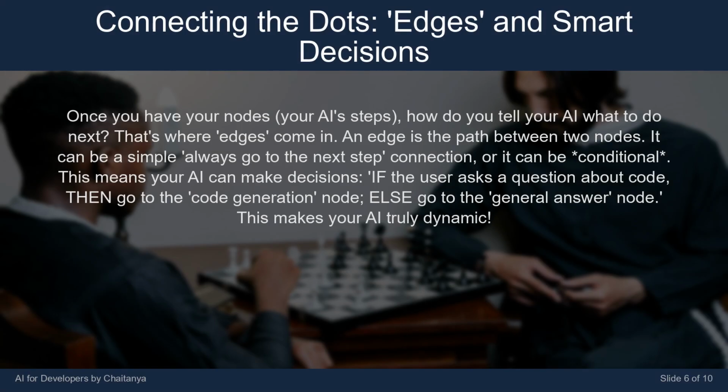Once you have your nodes, your AI's steps, how do you tell your AI what to do next? That's where edges come in. An edge is the path between two nodes. It can be a simple, always go to the next step, connection. Or it can be conditional. This means your AI can make decisions. If the user asks a question about code, then go to the code generation node. Else go to the general answer node. This makes your AI truly dynamic.